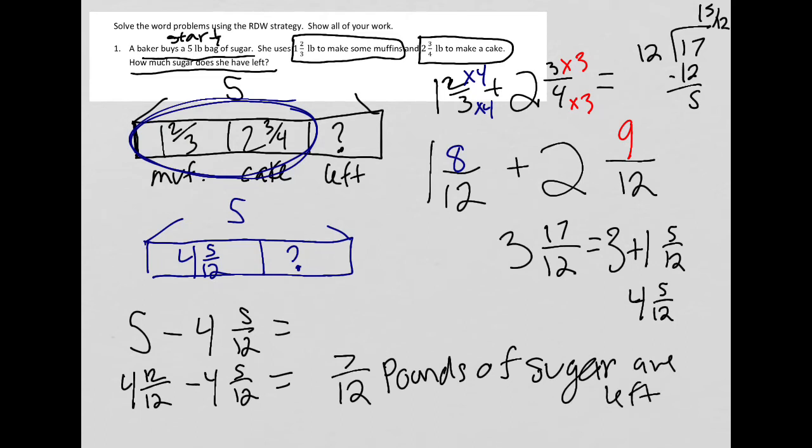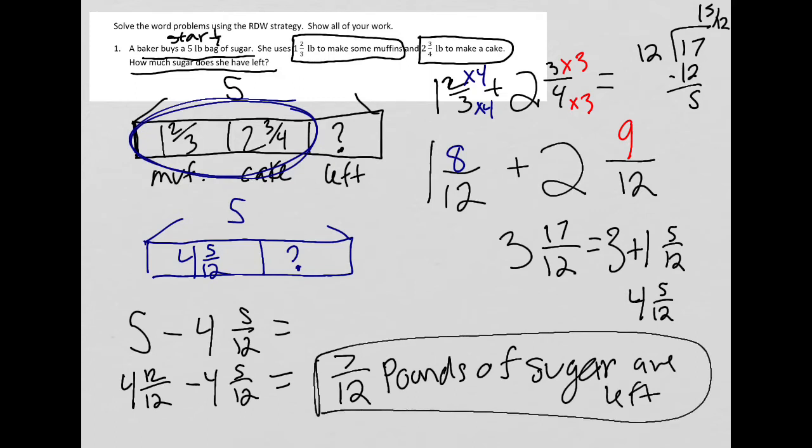So my final answer then is 7 twelfths. So now let's look at question number 2. And again, I'm going to set this one up for you. So work with me here.